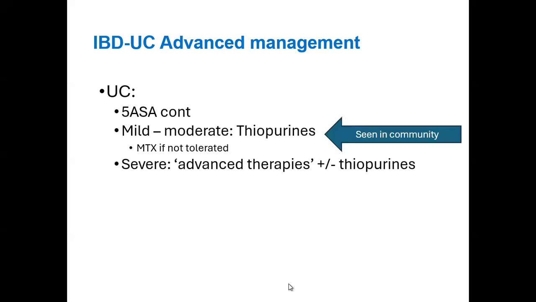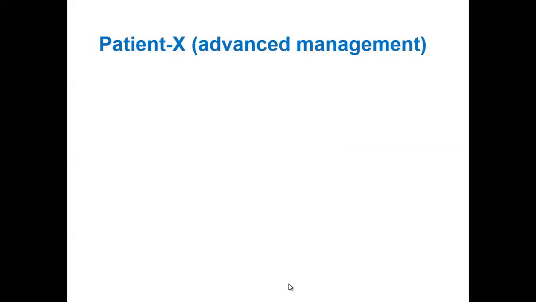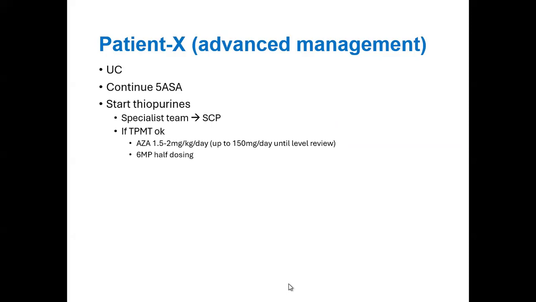And obviously, as I mentioned, the things that you see in community are the thiopurines and methotrexate. Advanced therapies are all done by the hospital. So patient X advanced management, we're going to continue the mesalazine, but start thiopurines, and then we'd organize a shared care protocol once we've loaded them. Now, how does that all work?